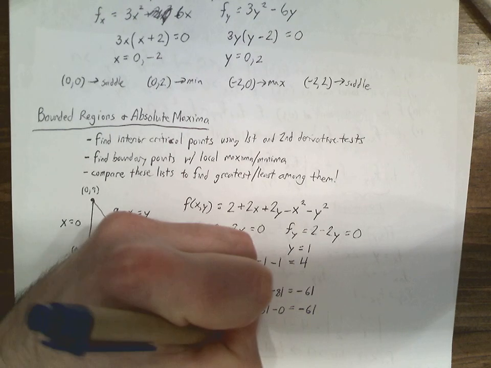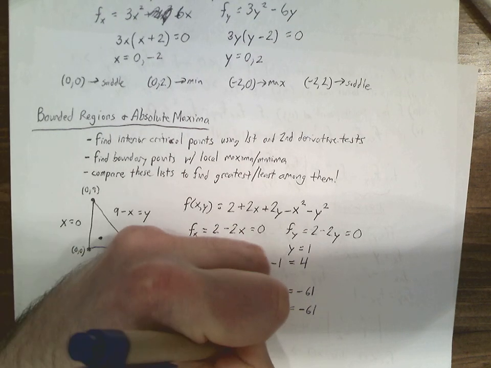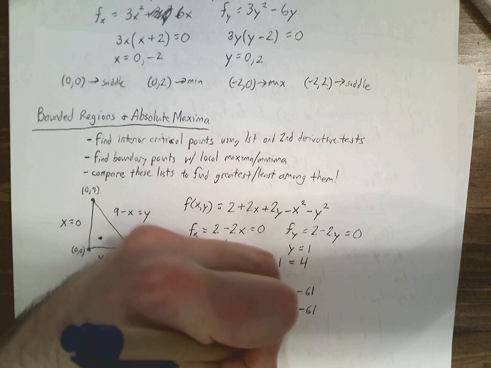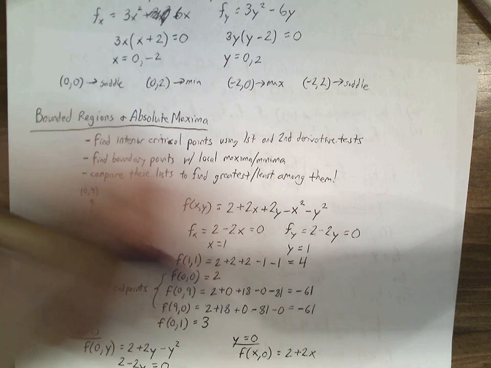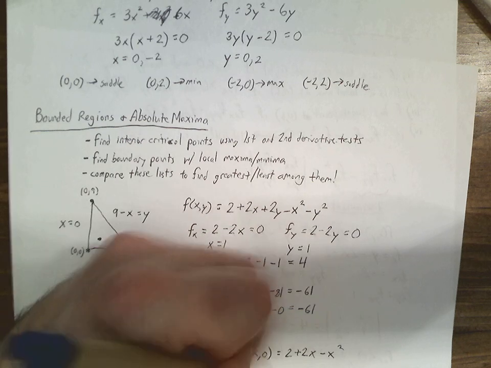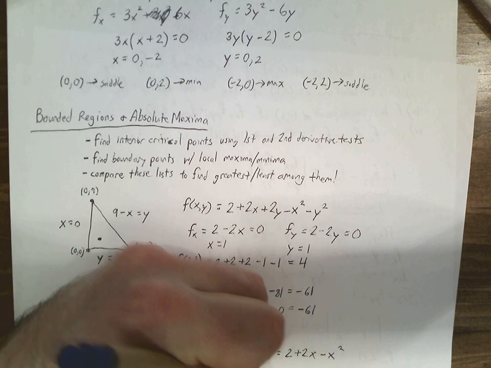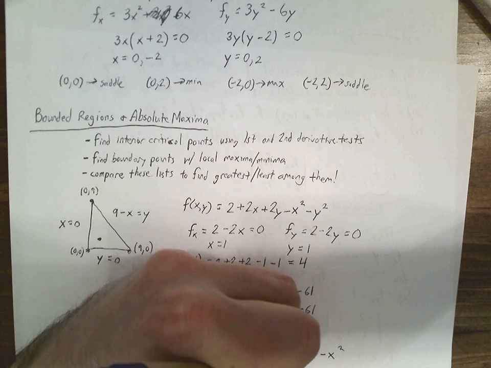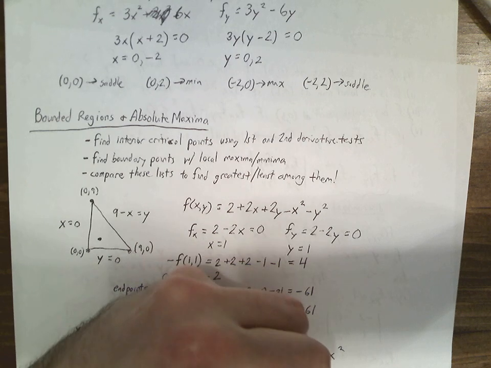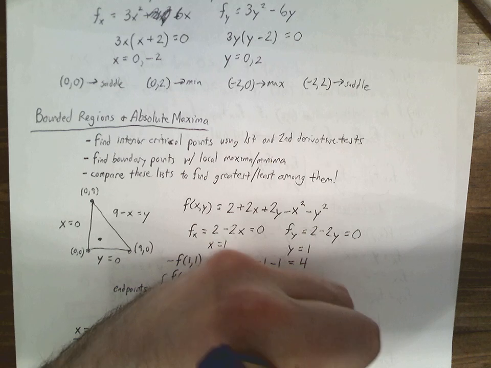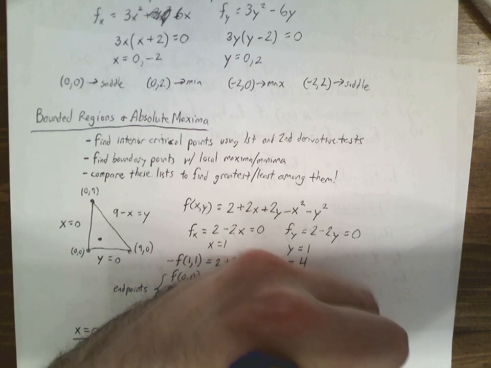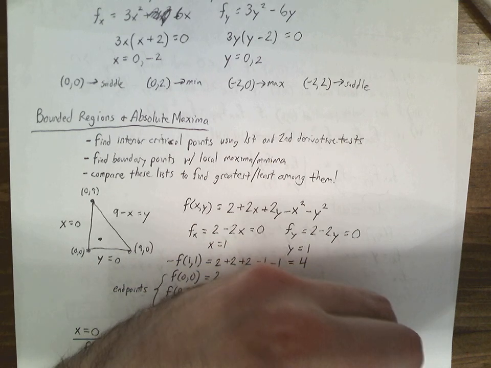Now we'll do y equal 0. So we're looking at f of x, comma 0. We'll get 2 plus 2x minus x squared. We take the derivative df dx: 2 minus 2x. Hey, that happens when x is equal to 1. Turns out we plug that back into our function, we get 2 plus 2 minus 1 is another 3. So this gives us f of 1 comma 0 is 3.